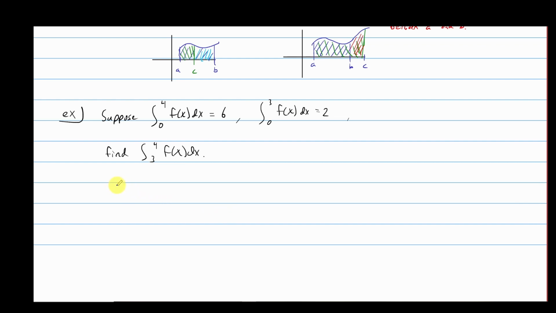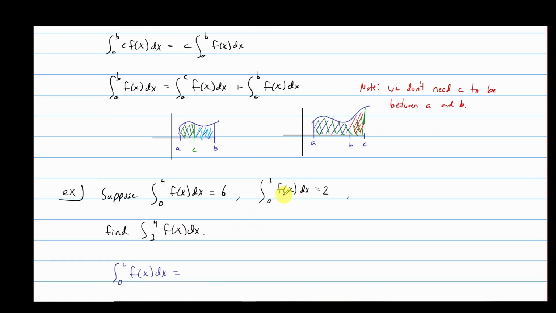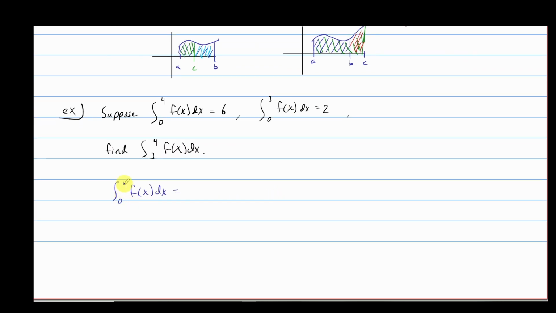I would say that the integral from 0 to 4 of f of x dx, using that last property that we just had, I can break up into two integrals, where I can put any c in there that I want. So I'm going to insert a 3 in between the 0 and the 4. So I'll say this is the integral from 0 to 3 of f of x dx, plus the integral from 3 to 4 of f of x dx.